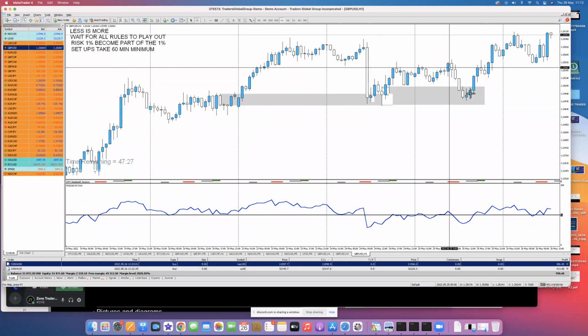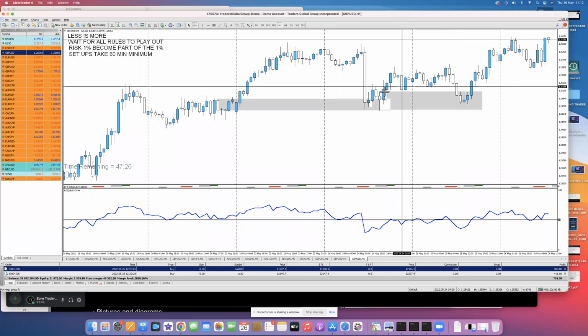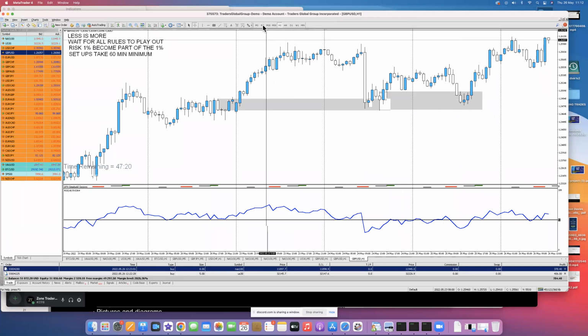Then price returns into it here, into an order block. Live account in effect. Price returns with an order block here, drop down to lower time frame.